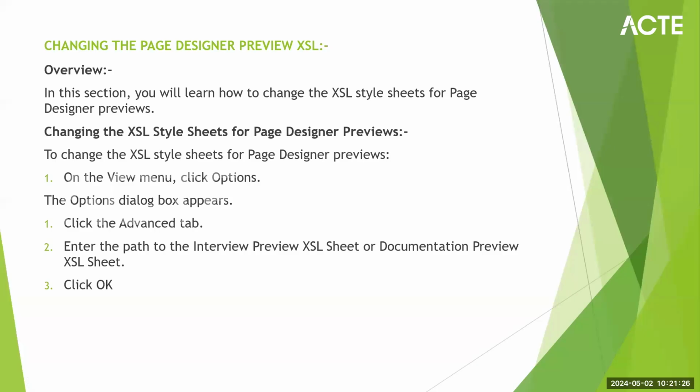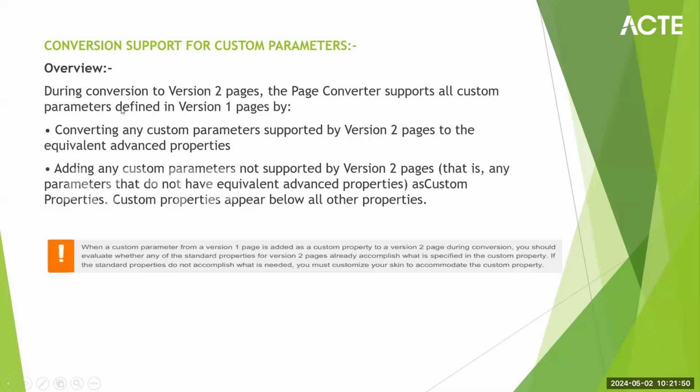Okay, this we maximum don't use. 99% of the time we don't change this Excel sheet because they are available in the manuscript itself by default. So how to change this? On click of the main menu, click on the option advanced tab and enter the path of the Excel sheet or documentation preview and click on OK.